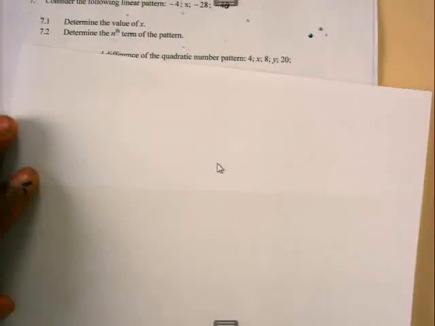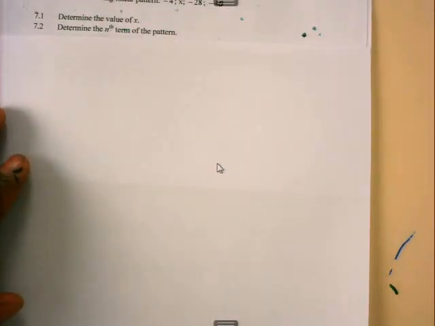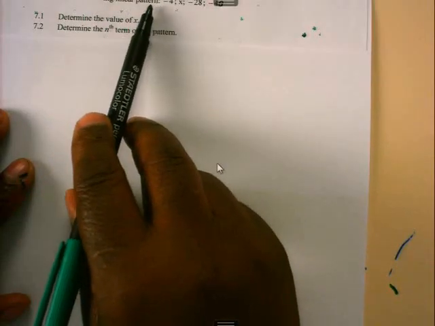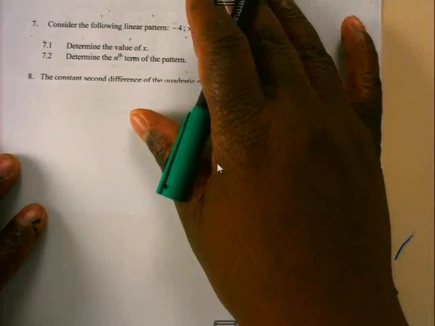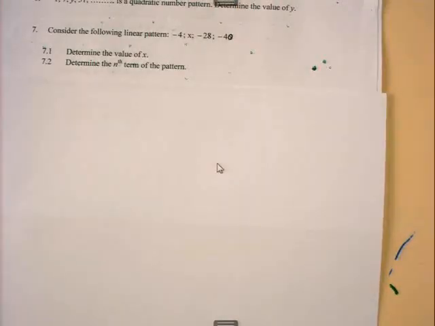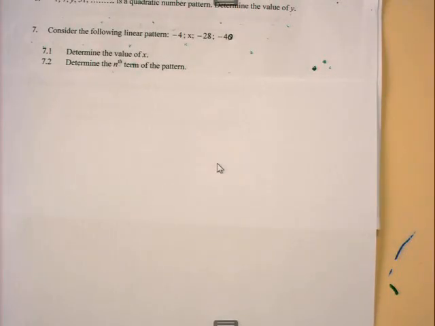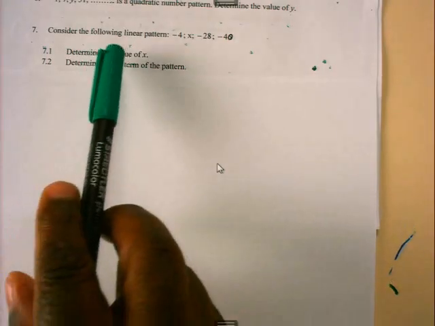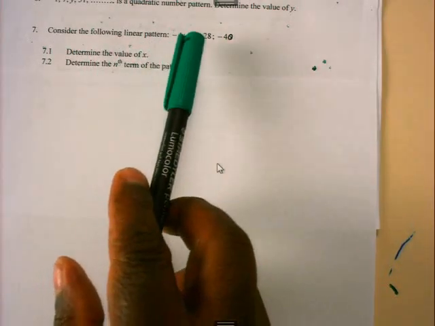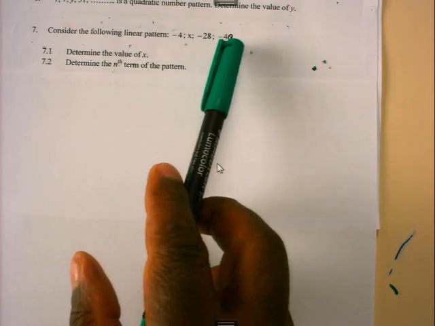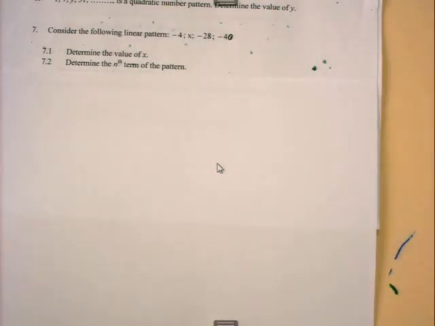If you check number 7, I'm not going to do it with you. It states: consider the following linear number pattern, minus 4, x, minus 28, 40. It's a linear number pattern. Determine the value of x. Determine the nth term of the sequence.